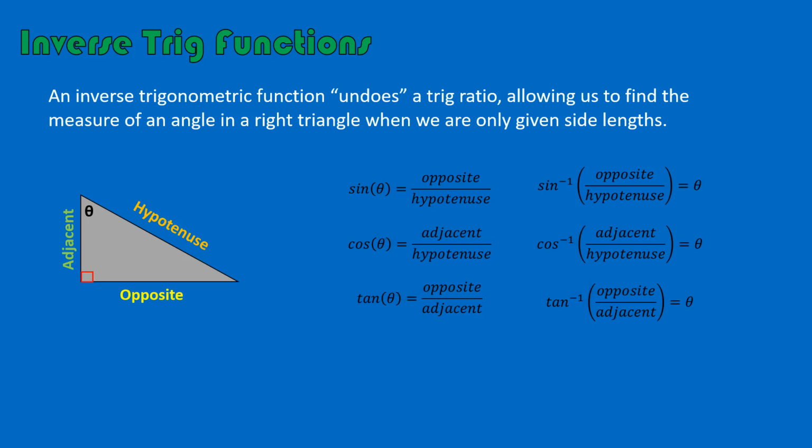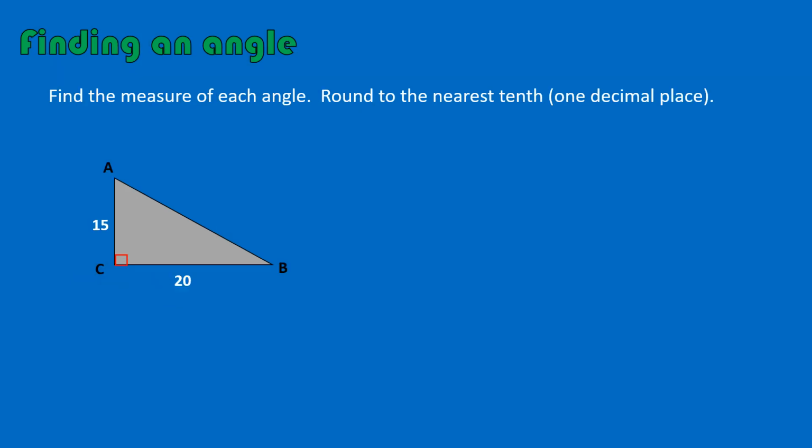One thing to note is sometimes this will be written out as arc sine or arc cosine, arc tangent. They mean the same thing, they're just writing it in different ways. So let's look at how this works in practice with a problem. So finding an angle, find the measure of each angle and round to the nearest tenth, or 1 decimal place.